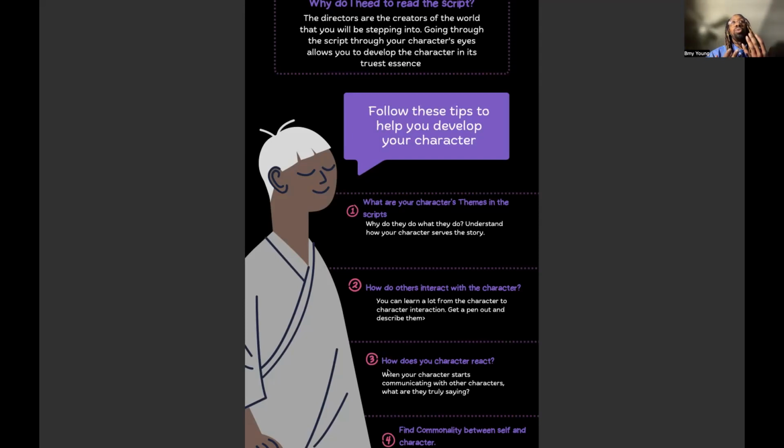Tip number 3 is, how does your character react? So, if they are getting bad news, what is their reaction to that news? Or when they're interacting with other characters in the script, how are those interactions often perceived? Are they the funny person, the comedy relief? Are they the serious person that always has that answer? You can learn a lot through the characters communicating with each other.